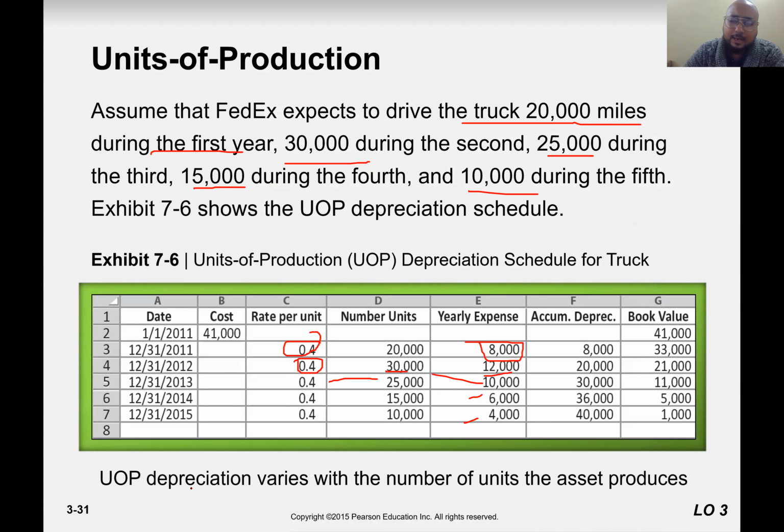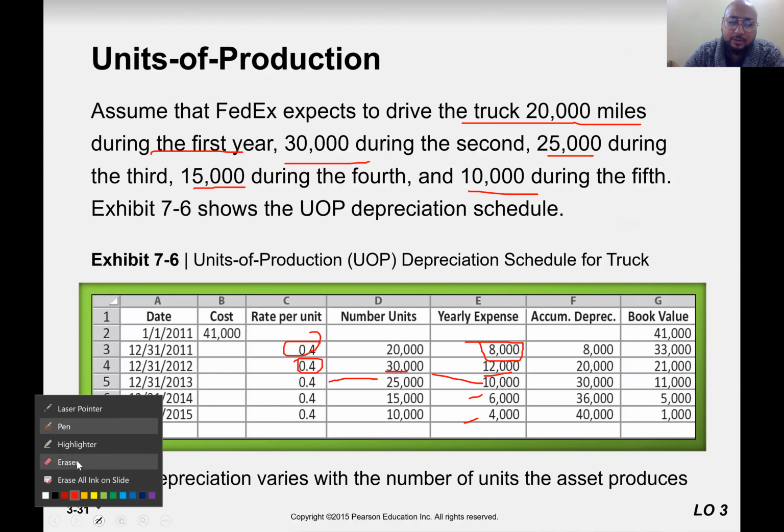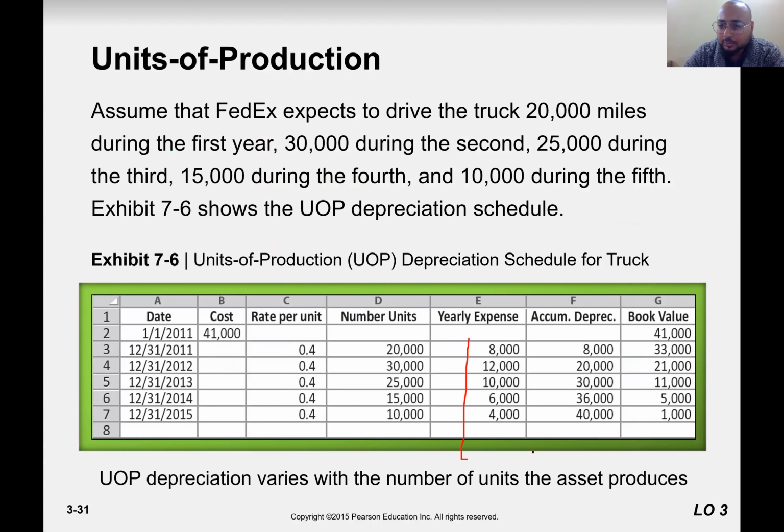You see that the yearly depreciation expense is not smooth, is not straight. 8,000, 12,000, 10,000, 6,000, 4,000. It started increasing and then goes down. Not smooth, right? So that's why we don't call it straight line method.